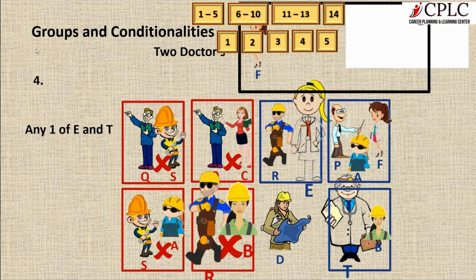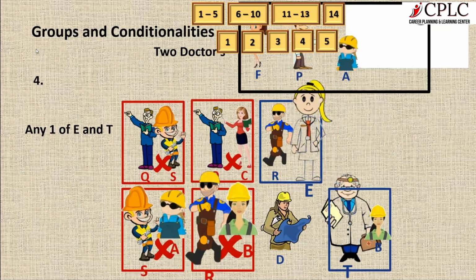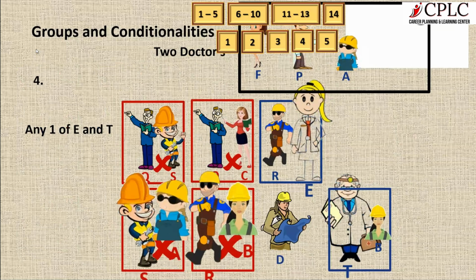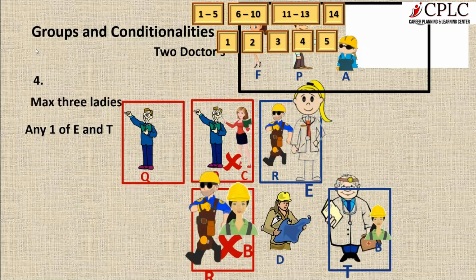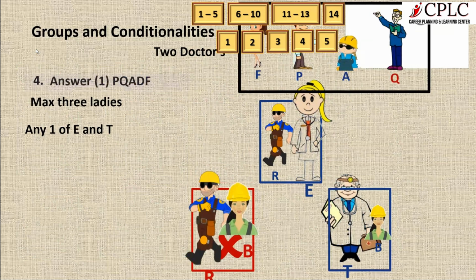If we select F, P and A have to be with F. Now A cannot go with S, so that possibility will be eliminated. Now we want maximum 3 ladies. So as we want maximum 3 ladies, C cannot be selected. And we'll select Q in the team. Hence we can say that PQADF is the team that we have. Now we can select any one of E and T. So according to the options, we will work and we will select the members.